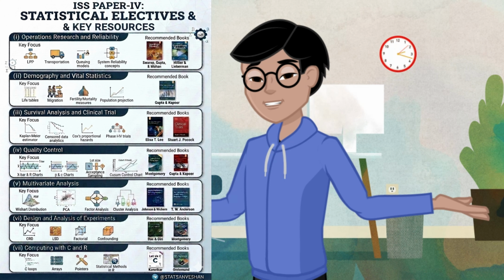Then for design and analysis of experiments, Design and Analysis of Experiments by M.N. Das and N.C. Giri and Design and Analysis of Experiments by Douglas C. Montgomery. Then for computing with C and R, Let Us C by Yashwant Kanetkar and Hands-on Programming with R by Garrett Grolemund. Now, how do you choose your two? Do not guess, follow this exact 3-step framework.